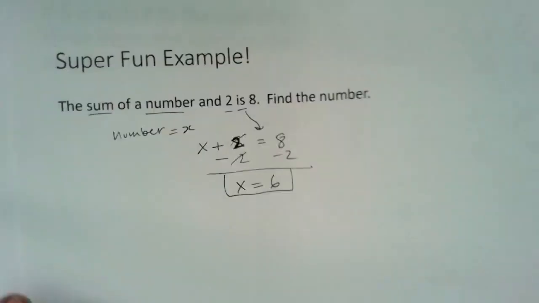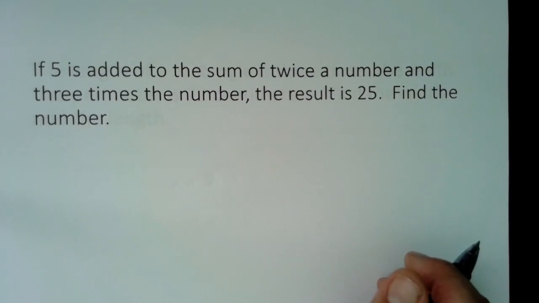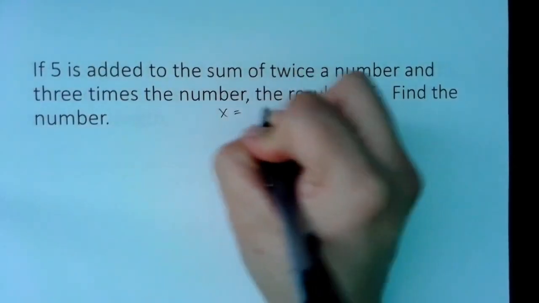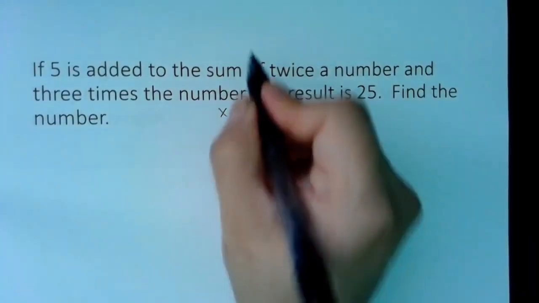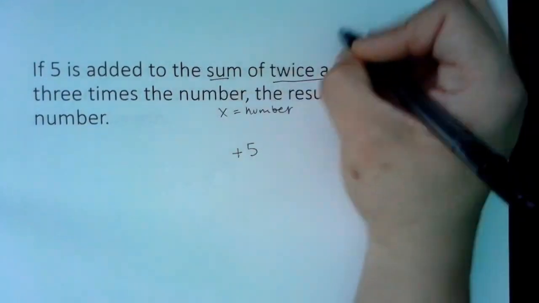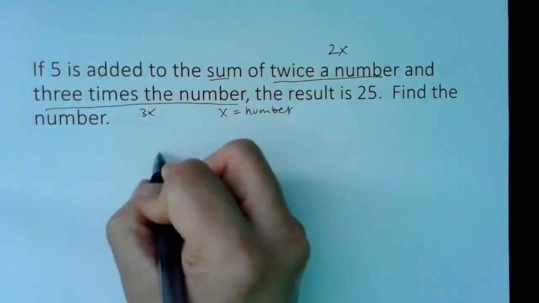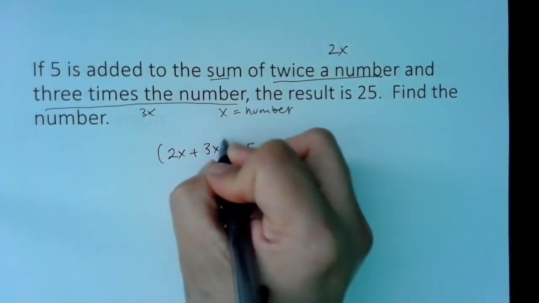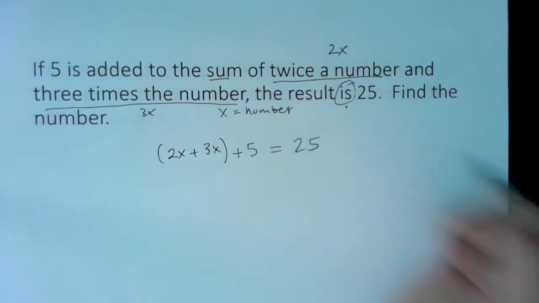Okay? Let's do another one. If 5 is added to the sum of twice the number and 3 times the number, the result is 25. So find the number. So obviously x is equal to the number. And then it says here 5 is added to, and then it's the sum of twice the number, so that would be 2x, and then 3 times the number would be 3x. So 5 is added to the sum of 2x plus 3x. And the result is 25.